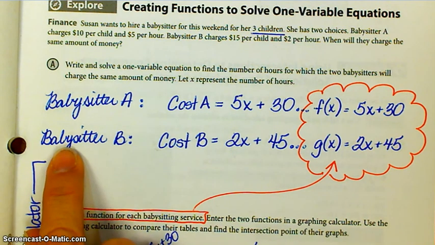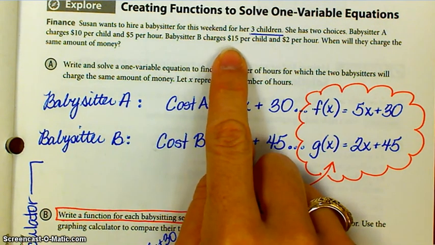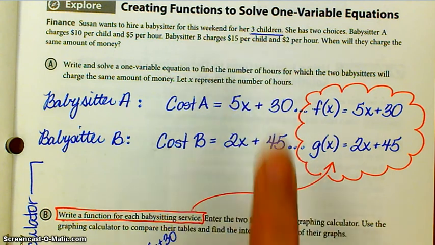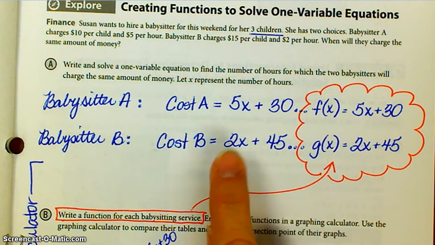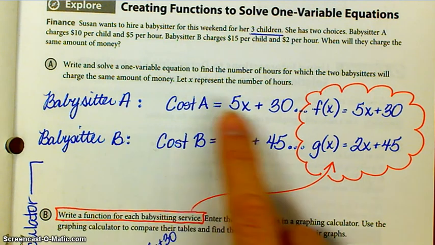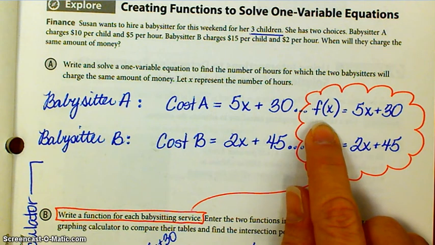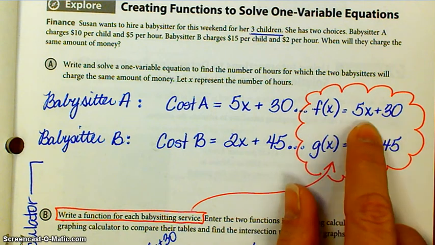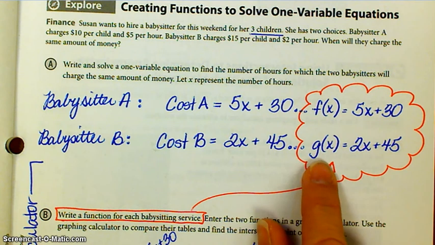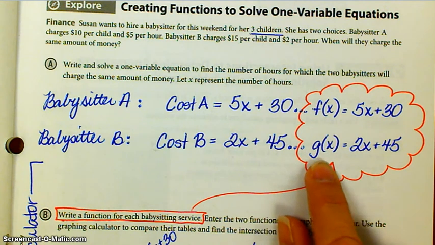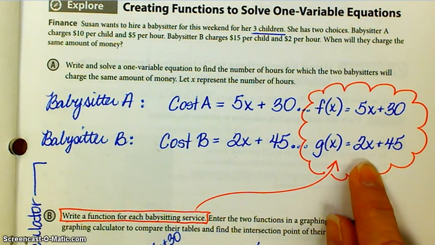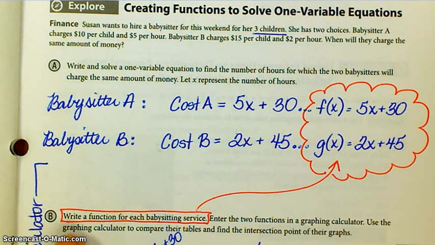Babysitter B charges $15 per kid, so that's a flat rate of $45 because there are 3 children, and then $2 an hour. If I put that in the form of an equation, my first babysitter I'm going to call f of x, and the equation will be 5x plus 30. My second babysitter, I'm going to call g of x, and her equation will be 2x plus 45. So write a function for each babysitting service. That's what I did in the little bubble.